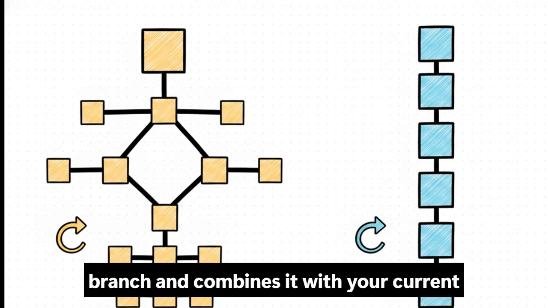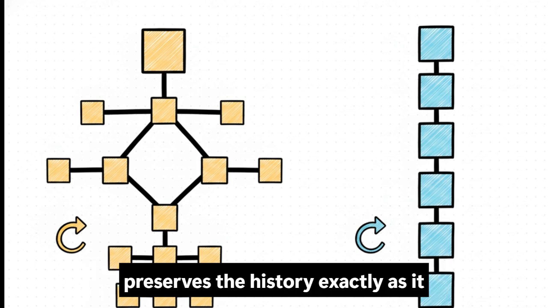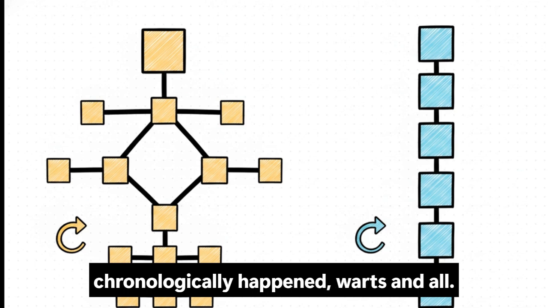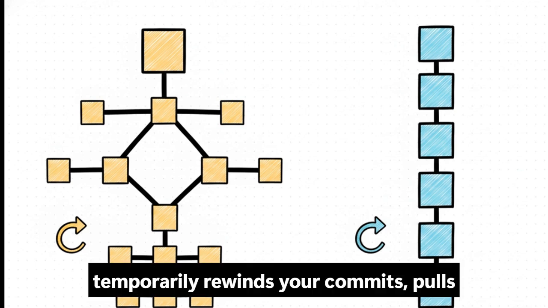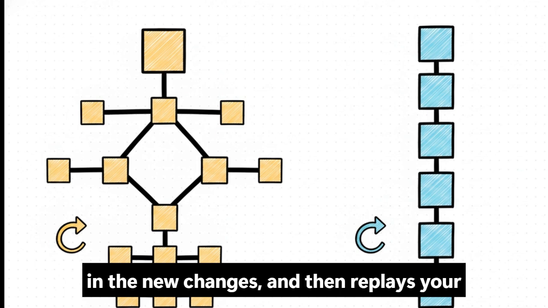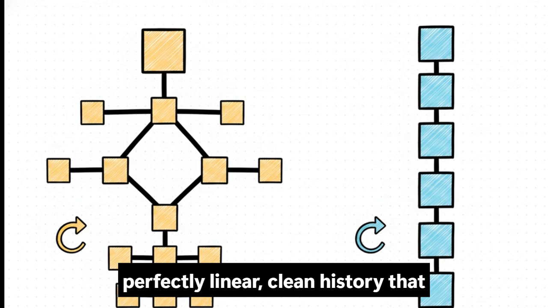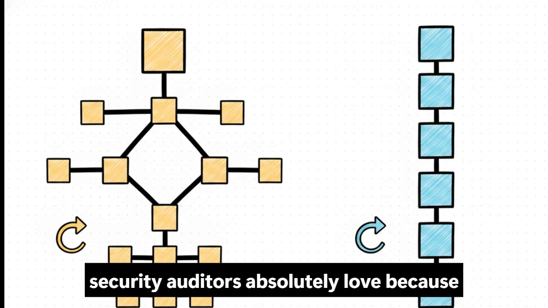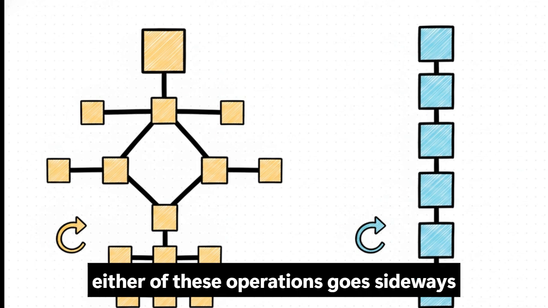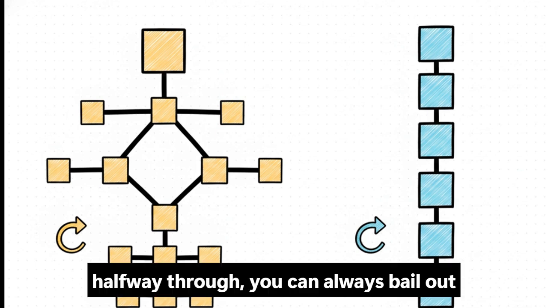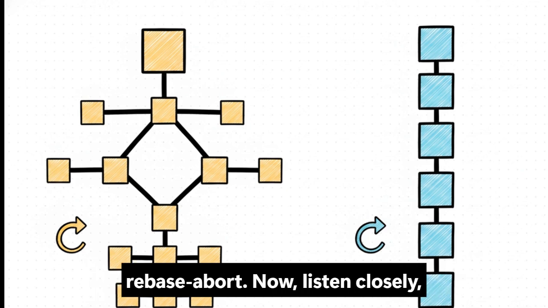Git merge takes a branch and combines it with your current branch, creating a new merge commit. It preserves the history exactly as it chronologically happened, warts and all. Git rebase, on the other hand, temporarily rewinds your commits, pulls in the new changes, and then replays your commits right on top. This creates a perfectly linear, clean history that security auditors absolutely love because it's so easy to read. And remember, if either of these operations goes sideways halfway through, you can always bail out using git merge --abort or git rebase --abort.